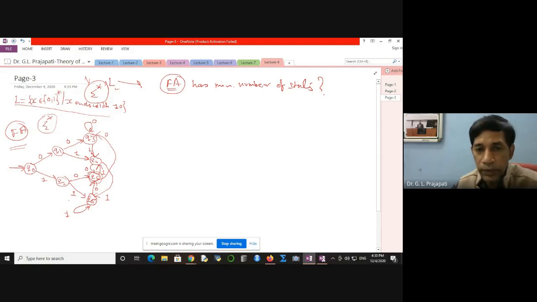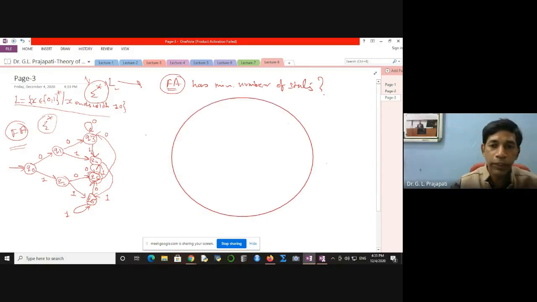So how can you partition? We have the set that represents all possible strings, sigma star, and you need to partition sigma star on behalf of the given FA. You are given the FA like this. So how can you partition? What is the language?